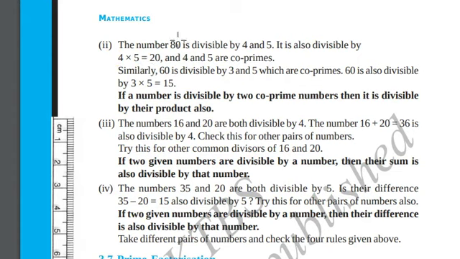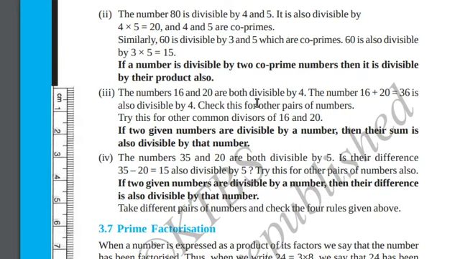If two numbers are divisible by a number, then their sum is also divisible by that number. The numbers 16 and 20 are both divisible by 4. The number 16 plus 20, which is equal to 36, is also divisible by 4. If two numbers are both divisible by 4, then their sum is also divisible by that number.